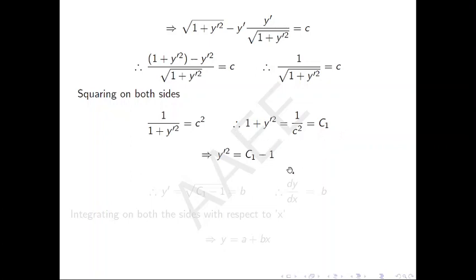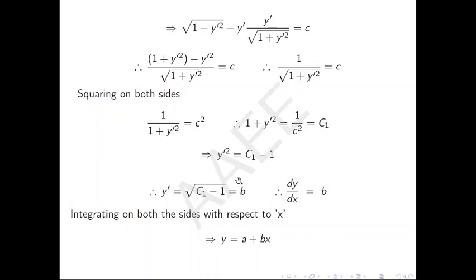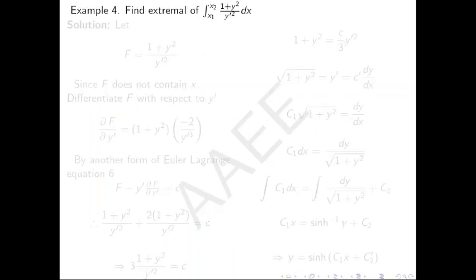Taking this one this side, y dash is equal to, and taking the square root, y dash is equal to the square root of c1 minus 1. Let it be b, as it is a constant, so dy by dx is equal to b. After integrating on both sides, we get the integral of b, a constant, is bx, and the constant of integration is a, so y is equal to a plus bx, and it is nothing but the equation of a line, hence the proof.